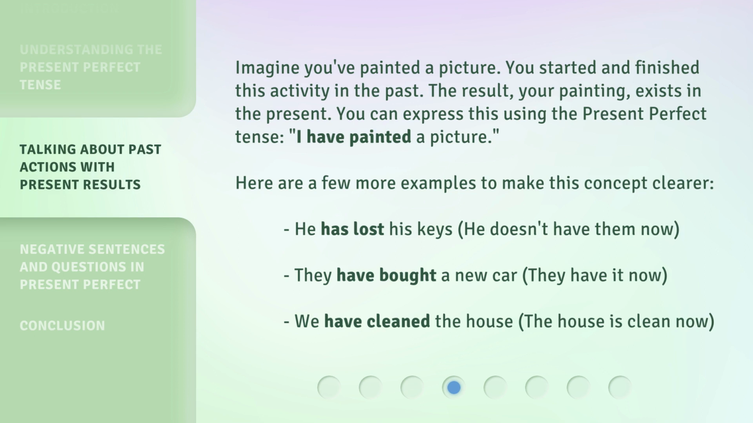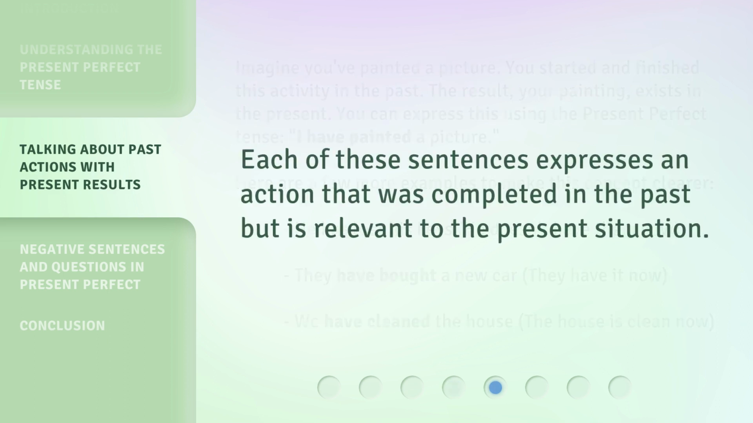Here are a few more examples to make this concept clearer. He has lost his keys. He doesn't have them now. They have bought a new car. They have it now. We have cleaned the house. The house is clean now. Each of these sentences expresses an action that was completed in the past but is relevant to the present situation.